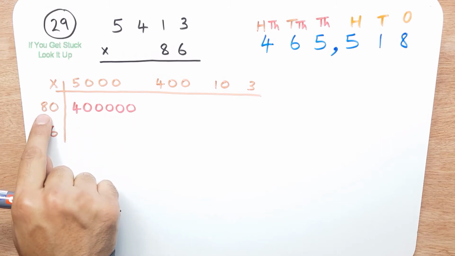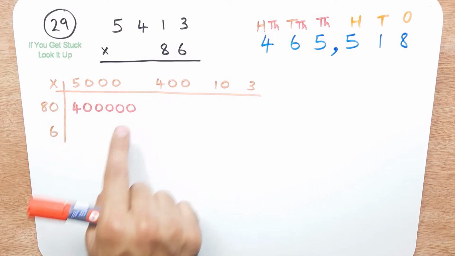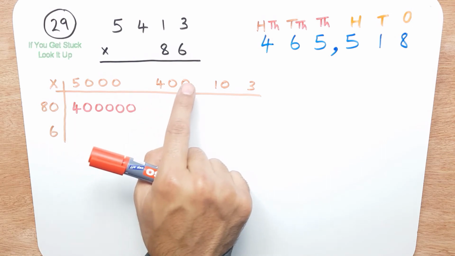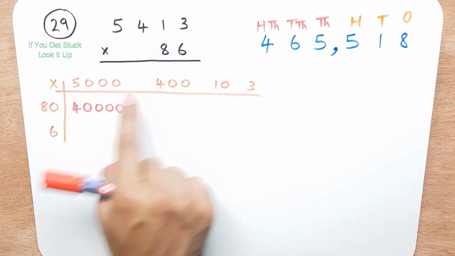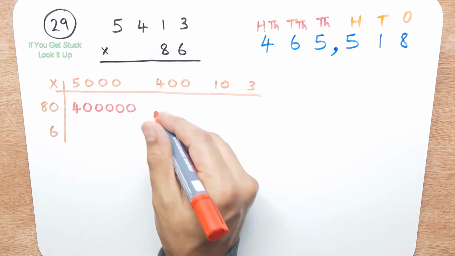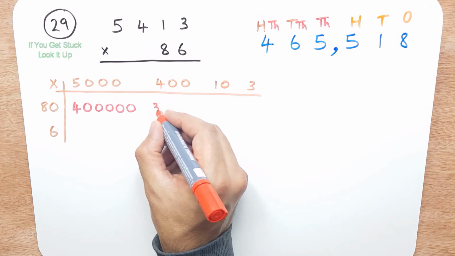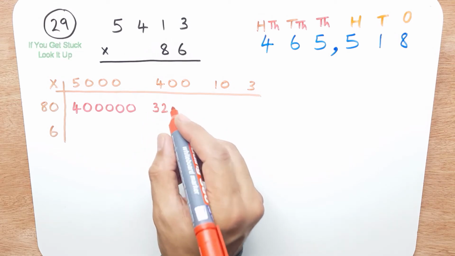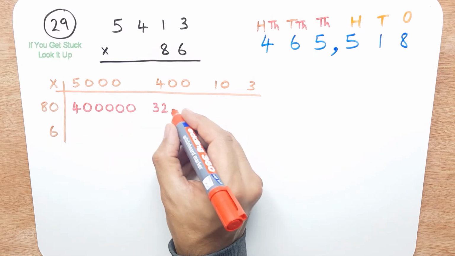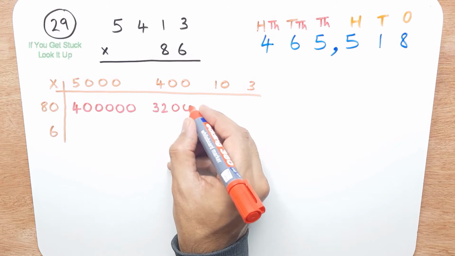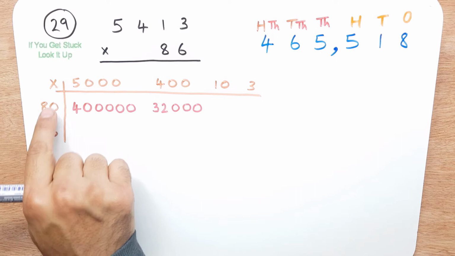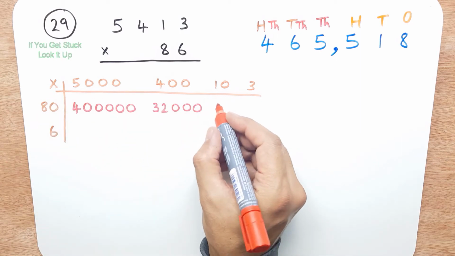Now my calculation is 80 times 400. And as before, I'm going to hide 1, 2, 3 zeros. So 8 times 4 is 32. So I'll write 32 here carefully. And I will bring back 1, 2, 3 zeros. Now I have 80 times 10, which is 800.